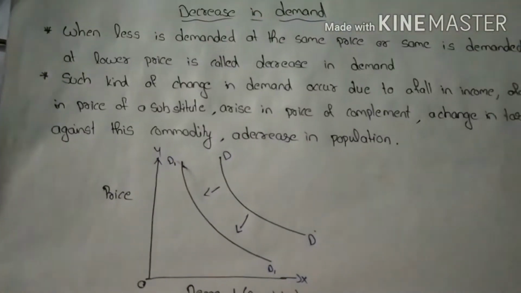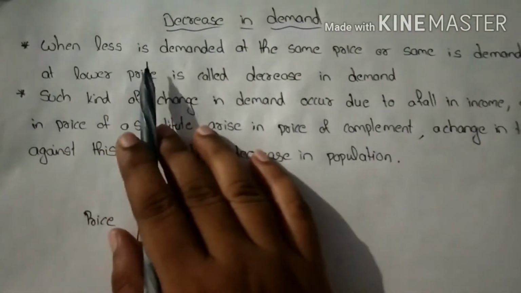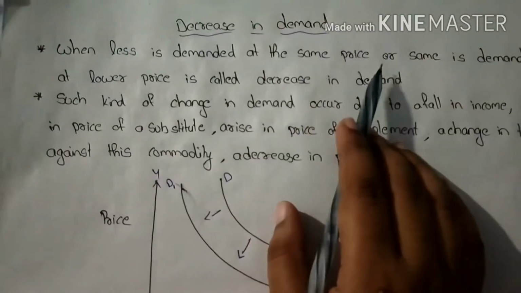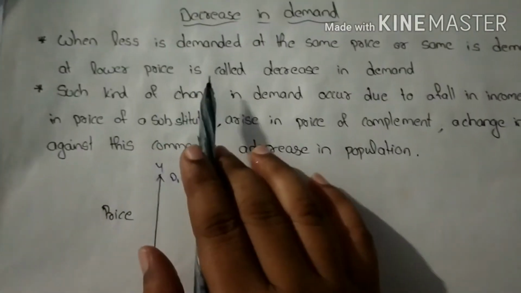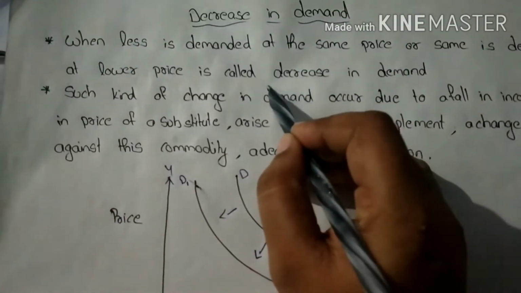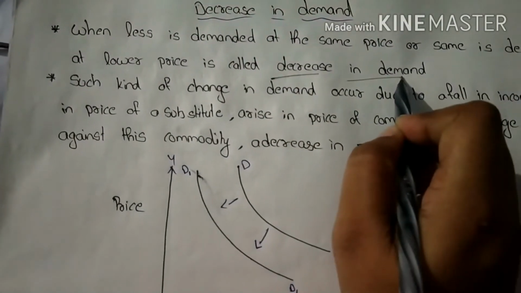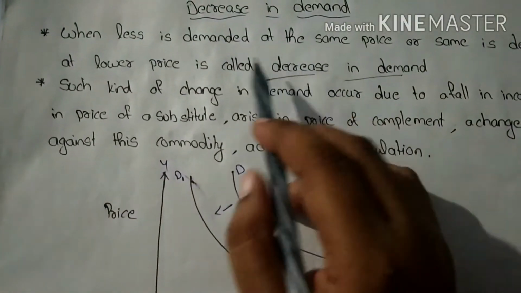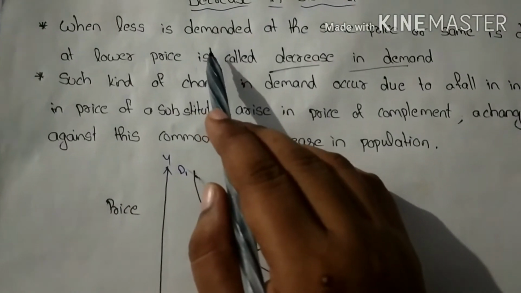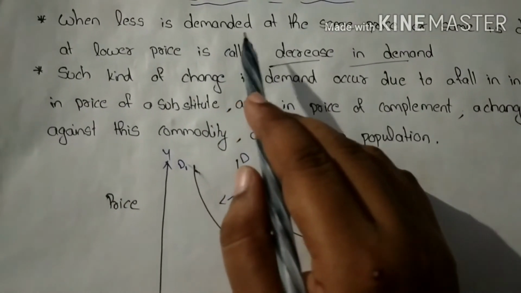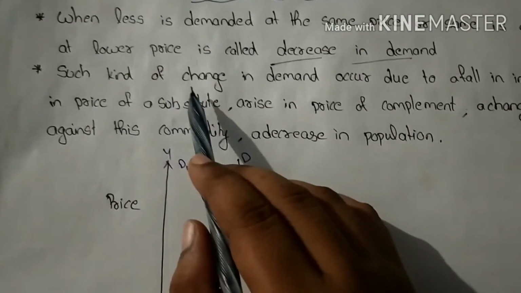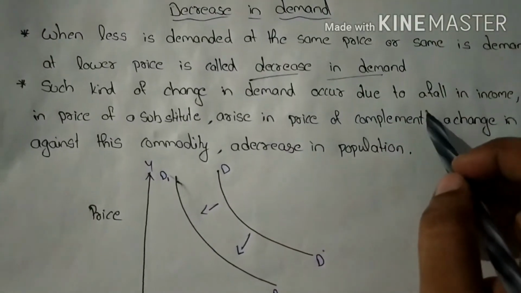Next, decrease in demand. When less is demanded at the same price, or the same is demanded at a lower price, it is called decrease in demand. It means the price is the same but less is demanded. Why does it lead to a decrease in demand?